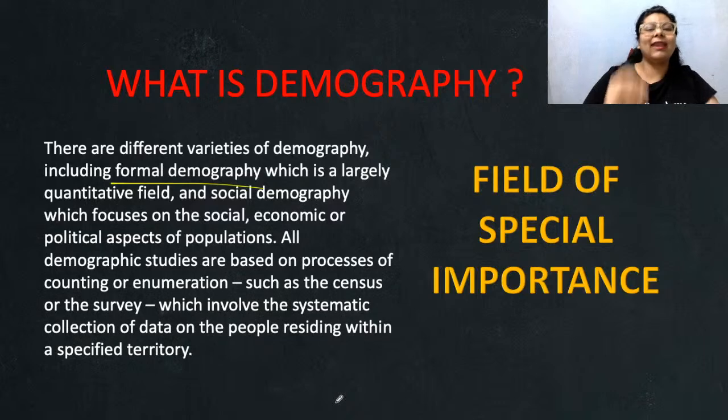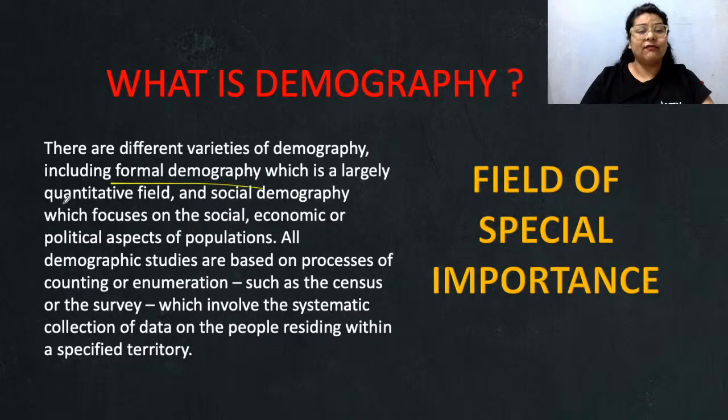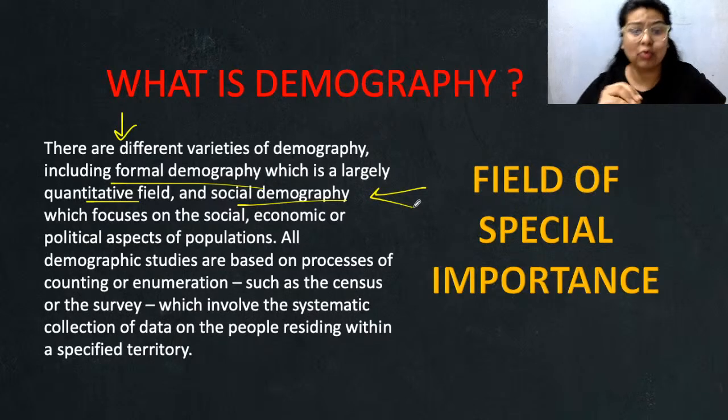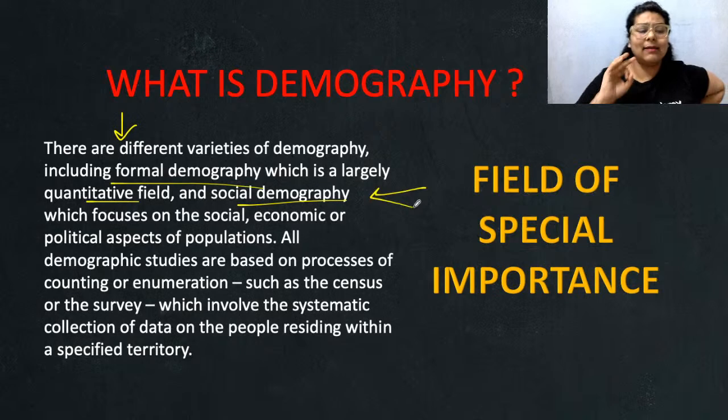Okay, so there are different varieties of demography, including formal demography, which is a largely quantitative field. Okay, and social demography. So this is the first one, and this is the second one, which you already discussed. Social demography focuses more on social, economic, and political aspects.